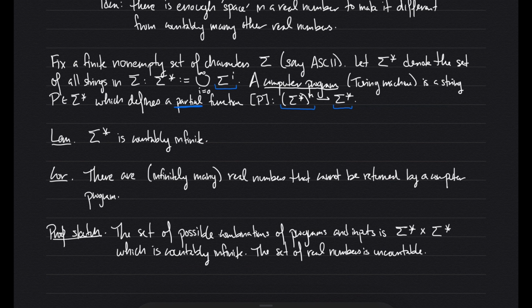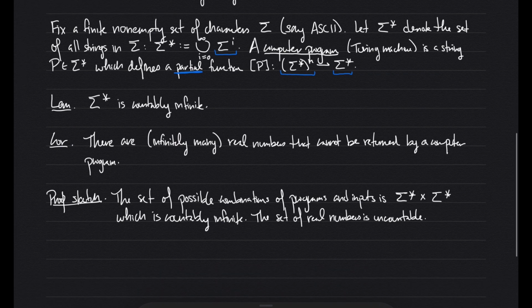Which means that there are many, many more real numbers than pairs of computer programs and inputs. So there's just no way to print every real number. It's not possible.